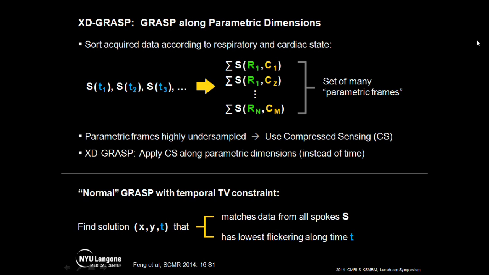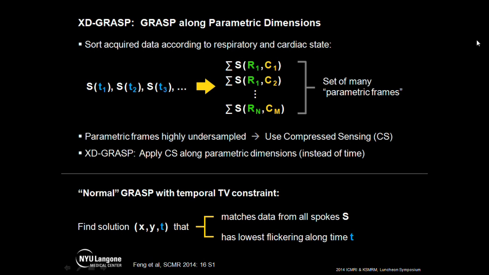But in this case we are not using compressed sensing along the time domain. In this case we are applying compressed sensing along these new parametric dimensions, the cardiac dimension and the respiratory dimension. And this is what we call XD-GRASP, which stands for extra-dimensional GRASP. So once again, in the normal GRASP method that we discussed in the last part of the talk, we are using compressed sensing along time. So we are searching for a solution that matches all the data and has the lowest flickering along time.